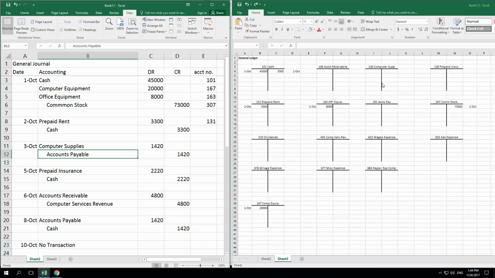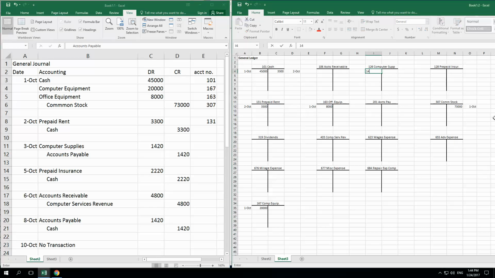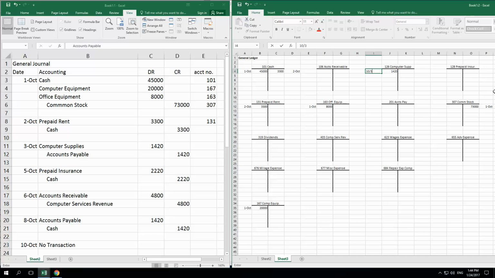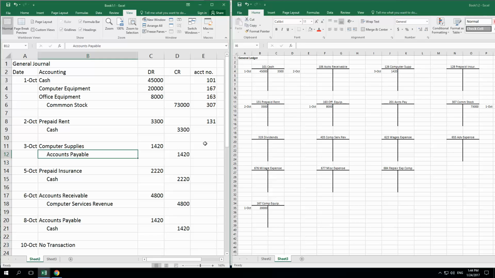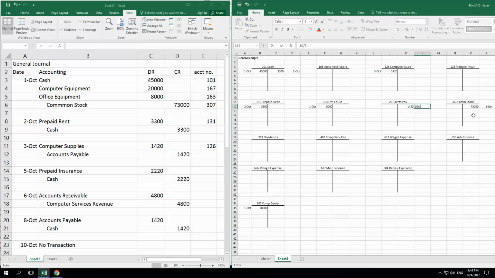I have an account for computer supplies, account 126. That's a debit of 1420. And that's going to be done on October 3rd. So 10-3. Okay. Computer supplies is the account 126. And then the credit is to accounts payable. Accounts payable is account 201. And that's for 1420. Right? And that was 10-3. Okay. That's account 201. Okay? Questions on that one? It's just that I called something office supplies when it was supposed to be computer supplies. Yeah. Okay, on October 5th, we have a debit to prepaid insurance.